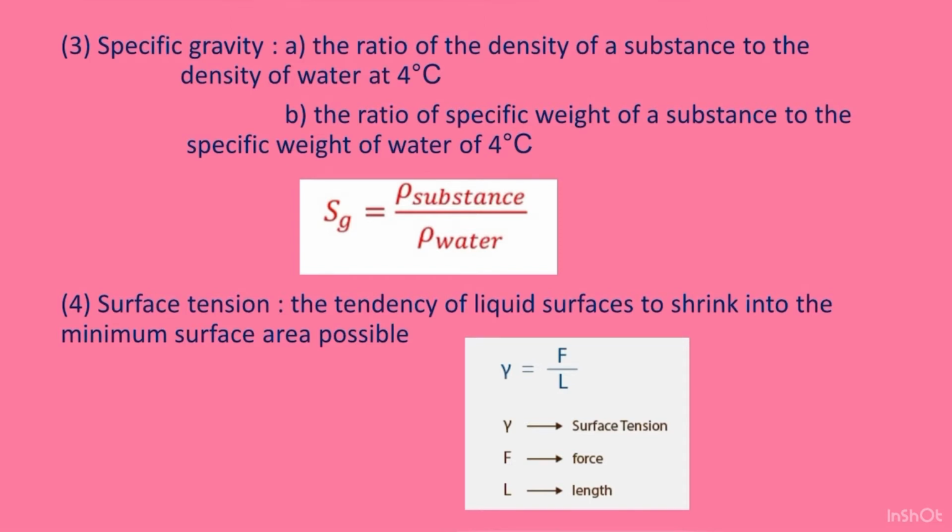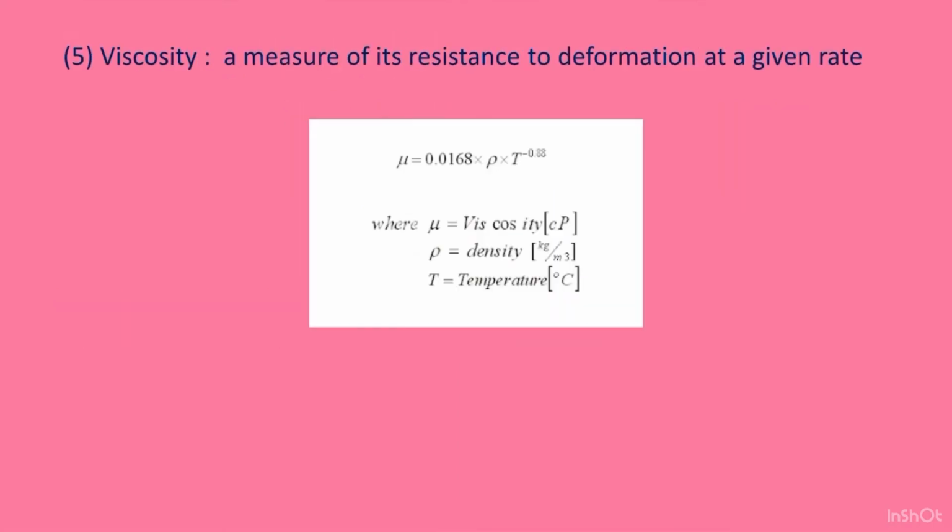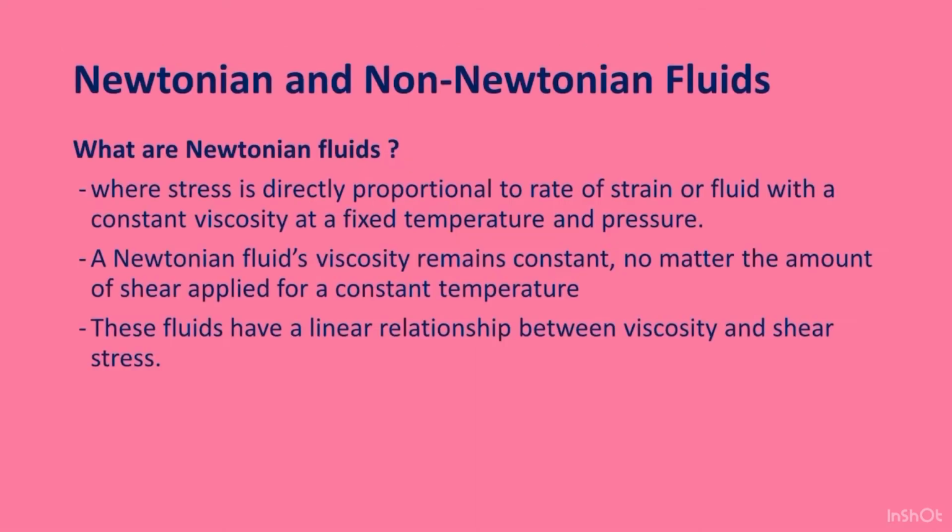Number four is surface tension, which means the tendency of liquid surface to shrink into the minimum surface area possible. The formula for the surface tension is force divided by length. Number five, viscosity, which means a measure of its resistance to deformation at a given rate. This is a formula to find viscosity, which is 0.0168 times density times temperature to the power of negative 0.88.